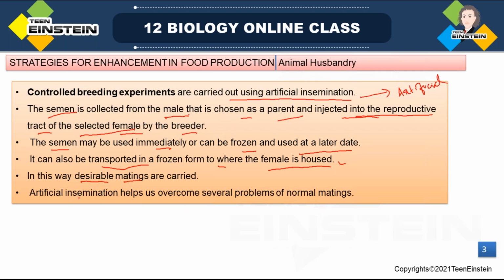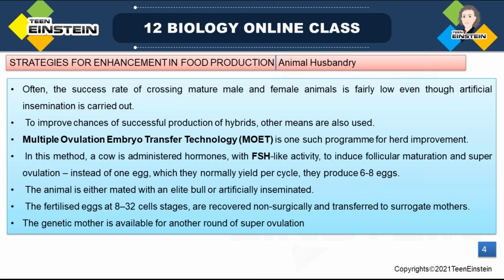Okay, then artificial insemination helps to overcome several problems of normal mating. In normal mating, there is a chance up to some percentage for a successful mating. But in the case of artificial insemination, it helps to overcome several problems of normal mating.